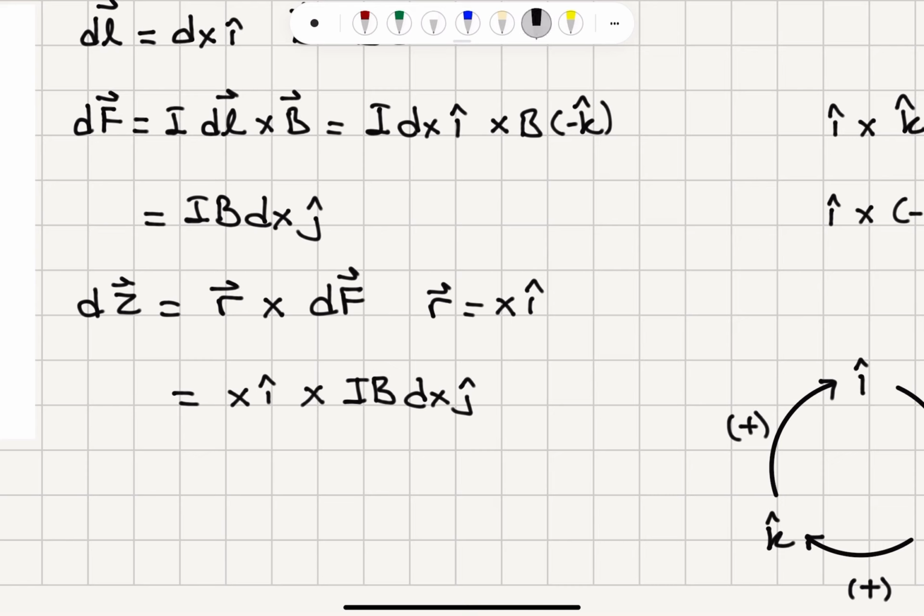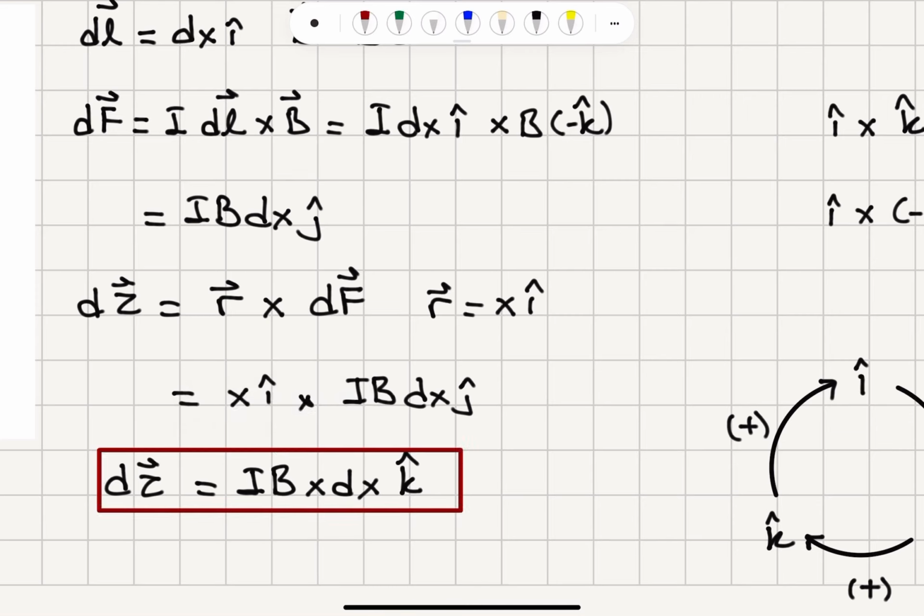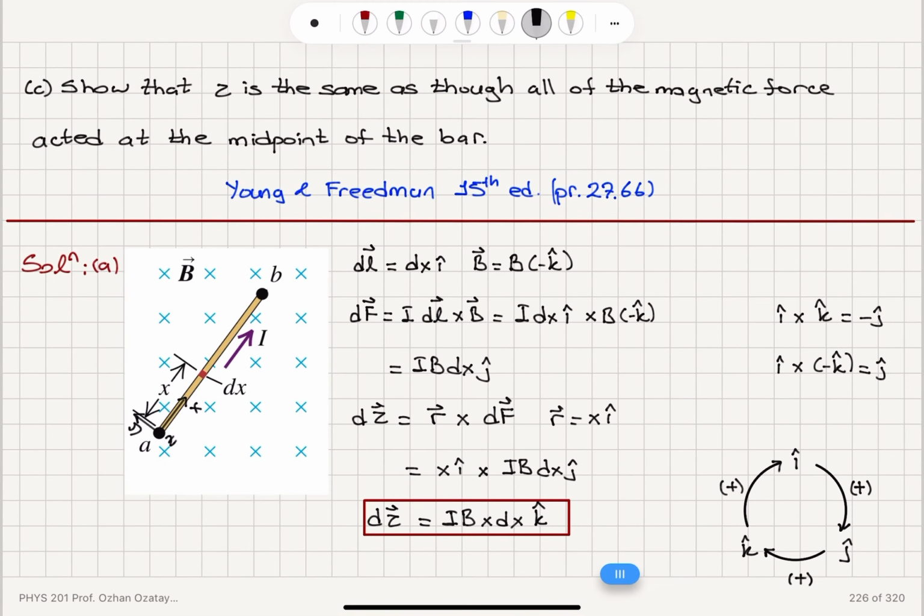So this gives me d tau vector to be I B, so this is the cross product here, I B x dx k hat. That's the torque acting on the line element. So I just need to be careful here. This is not x, it's the cross product. Now we have the answer to part A.